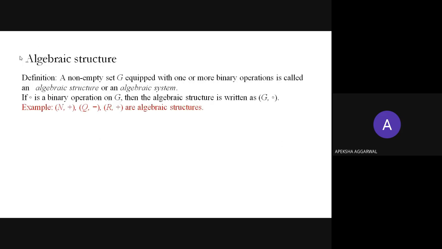First of all, algebraic structure. A non-empty set G equipped with one or more binary operations is called an algebraic structure or an algebraic system. If O is a binary operation on G, then the algebraic structure is written as (G, O). N is a set of natural numbers, right? Q is a set of rational numbers and minus is given, so the operation is subtraction. Then R plus is a set of real numbers and the operation is plus, that is addition. These are all algebraic structures.